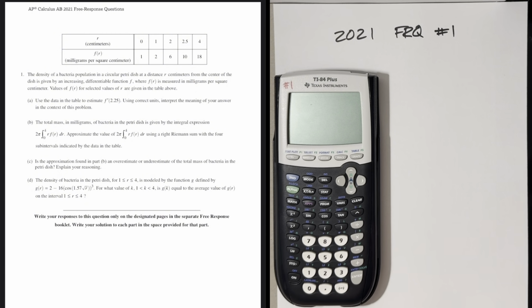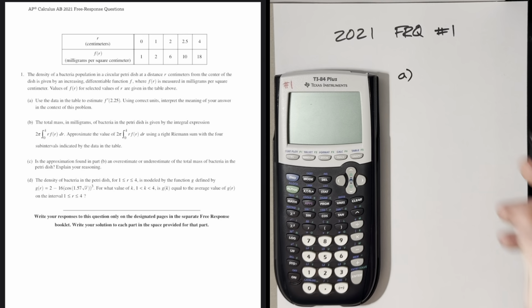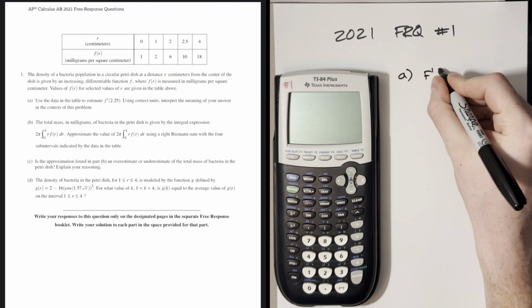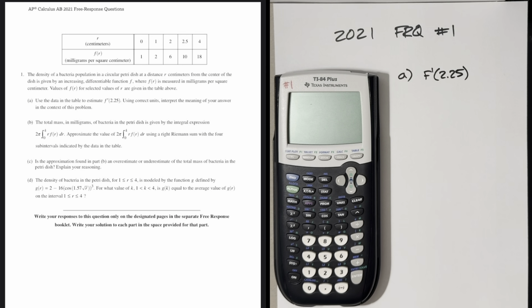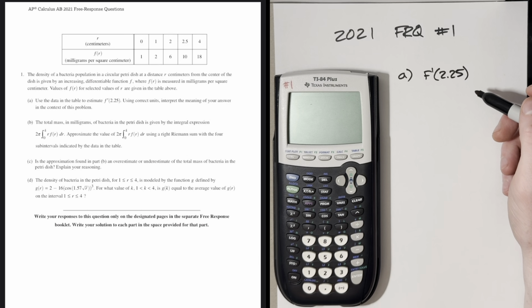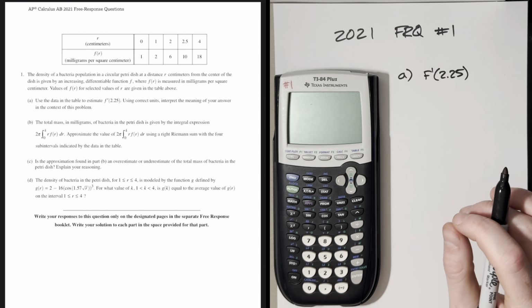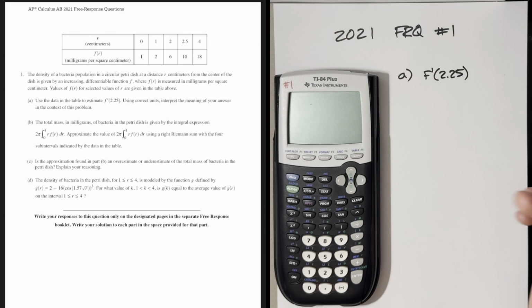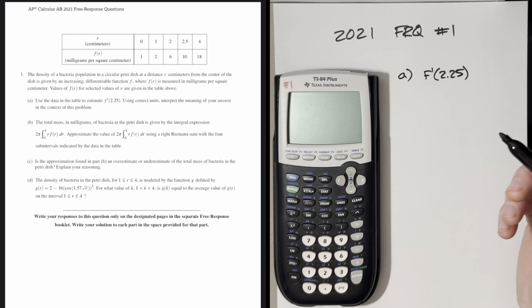Okay, so let's figure this out. Part A, what does it ask us? It says use the data in the table to estimate f prime of 2.25. Now, this is like an instantaneous rate of change, right? This is f prime of r. And a really great approximation for an instantaneous rate of change is an average rate of change with two endpoints that are really close to it. We want to make the interval as small as possible with our point right in between it, right?